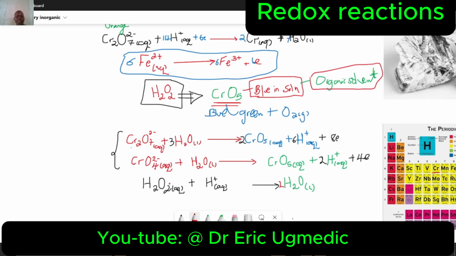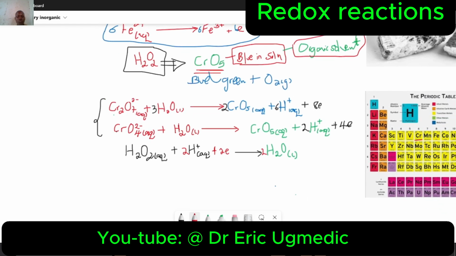And what of the left hand side? Need to multiply here by 2. But the charge will have changed to plus 2. So how do you balance this to become neutral? Add 2 electrons. So these will be the half reactions for these two equations, I mean for our equation or reaction with the hydrogen peroxide.